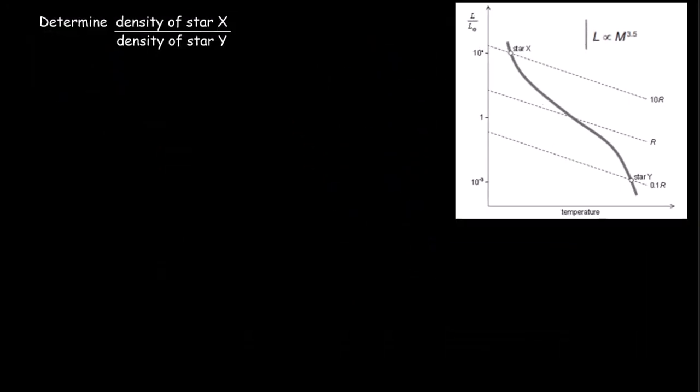Here's a question from astrophysics, but you really don't need a background in astrophysics to do this question. You really just need to understand ratios and proportions. So what we're asked for is the density of star X divided by the density of star Y. And of course, density is just mass over volume.